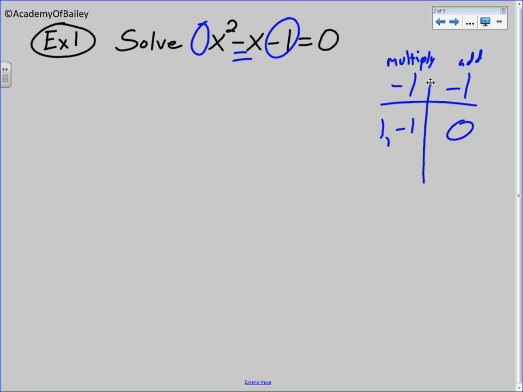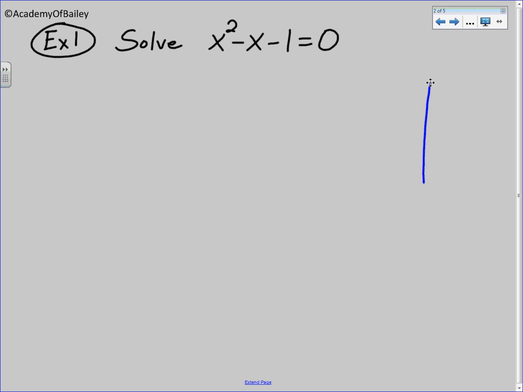We can't split that up into two terms. So once we get to this point, there's two ways to do it: completing the square or the quadratic formula. Quadratic formula isn't this video, so you can check out that video, and that'll give you an idea on how to solve this using the quadratic formula.